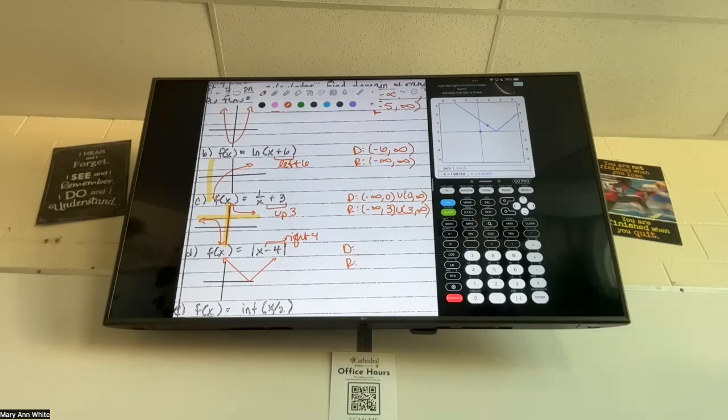Okay, what's my domain for this? All reals, -infinity, +infinity. What's my range here? 0 to infinity. Bracket or parentheses with the 0? Bracket, very good.